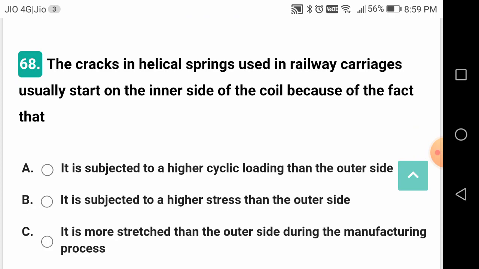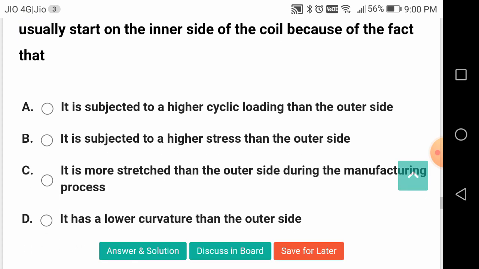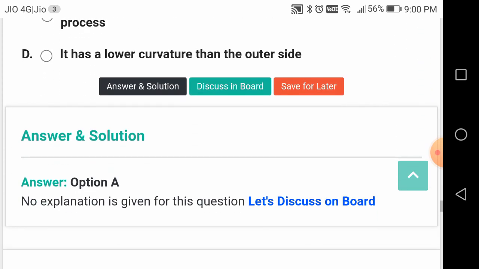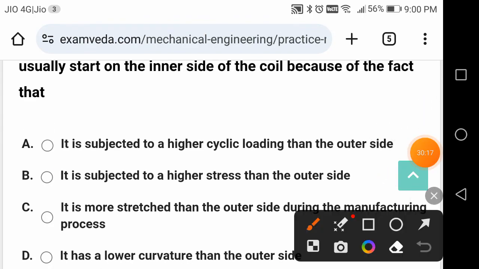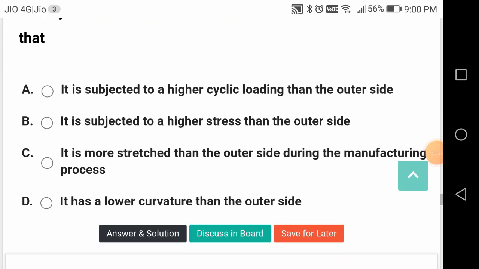The cracks in helical springs used in railway carriages usually start on the inner side of the coil. Why? What is the reason for this? The reason is that it is subjected to a higher cyclic loading than the outer side. What is cyclic loading? The load changing in nature, from tensile to compressive. Similarly, from anti-clockwise rotation to clockwise rotation, and similarly from hogging bending moment to sagging bending moment. Any of these could induce cyclic loading, bending stress, shear stress, and other types of stress.